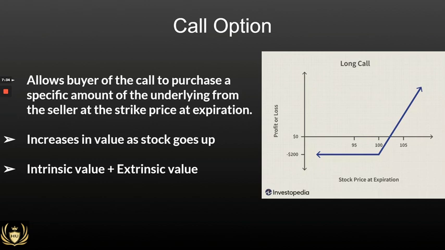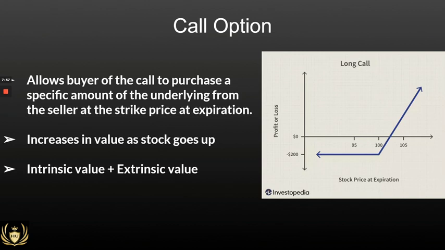What is the extrinsic value? Extrinsic value is the value the option derives from the time factor. If there's time left till expiration, then the stock still has a chance to go above the strike price, right? That probability, the odds assigned to that, is the extrinsic value.